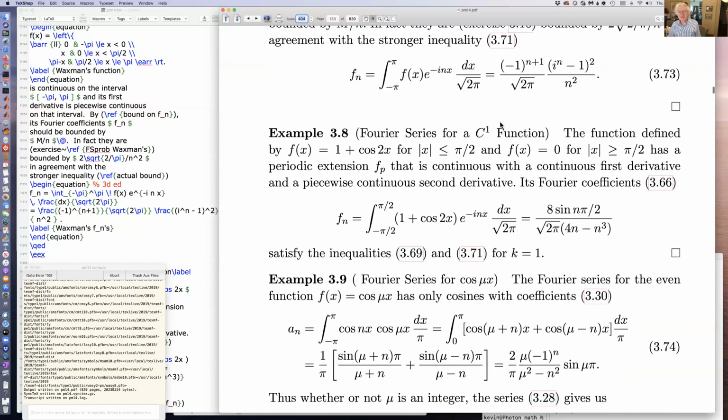We have a C1 function, for example, 1 plus cosine of 2x. And now I'm just saying that that's the function for x less than or equal to pi over 2, and then it's 0 for x greater than or equal to pi over 2. So now this has a periodic extension that's continuous with a first derivative and a piecewise continuous second derivative, and its coefficients, again, satisfy both inequalities.